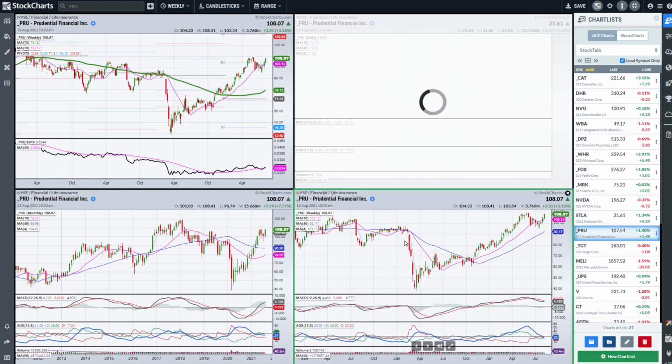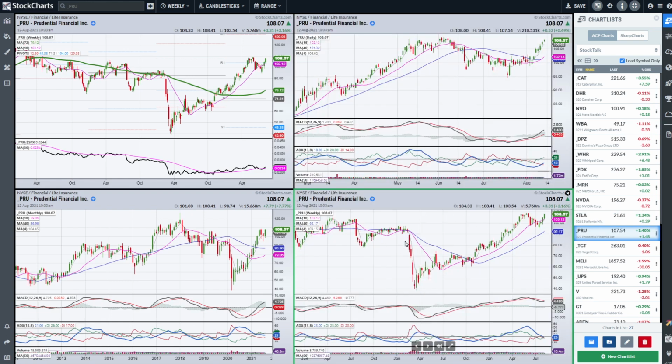Let's go to Pru. Now, I think it's interesting because a lot of the financials are showing this pattern. I think this is very attractive. Let's start with the monthly. We had to break the downtrend line, and MACD is crossing back above the 0 level.